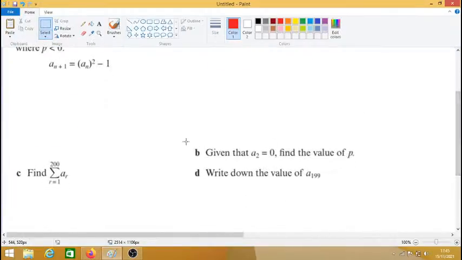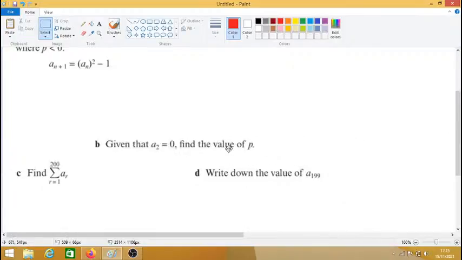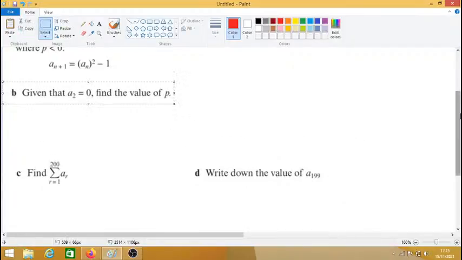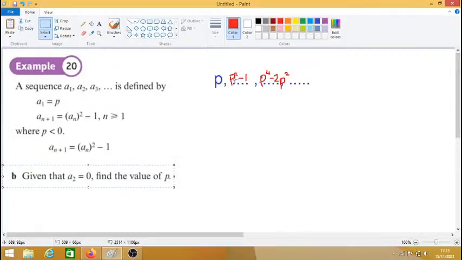The second one is given that A2 is equal to 0. So given that the second number in the sequence, this one here, works out to become 0, find the value of p. All this is saying is that p squared minus 1 would be equal to 0, and then we can solve that as an equation. P squared minus 1 equals 0. Try solving it. See if you can do that.